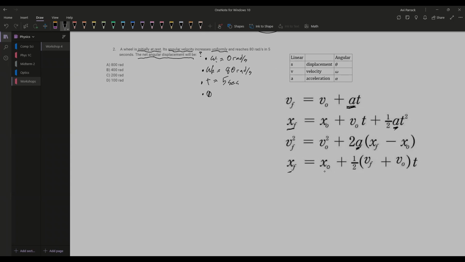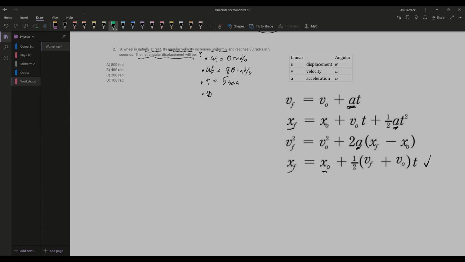This one tells us XF, if we know X naught, 1/2 VF, V naught, and T. So we do know everything in here. This one we're ready to just plug in and solve. And you might have already done this with a different one of these equations, and that's totally fine. You can get there. This is just probably the fastest way.